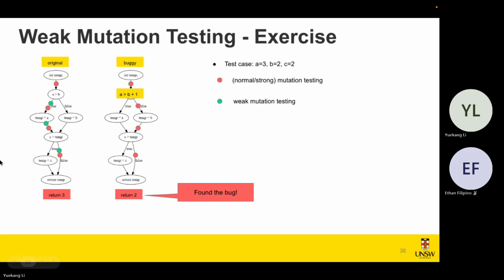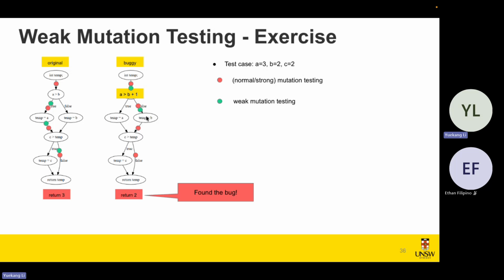And when we execute the mutant with the same input, at each step we just compare the intermediate states, the intermediate values here. So here at the first step, when we execute the mutant, temp is not assigned any value, and the values of A, B, and C are all the same here, right?